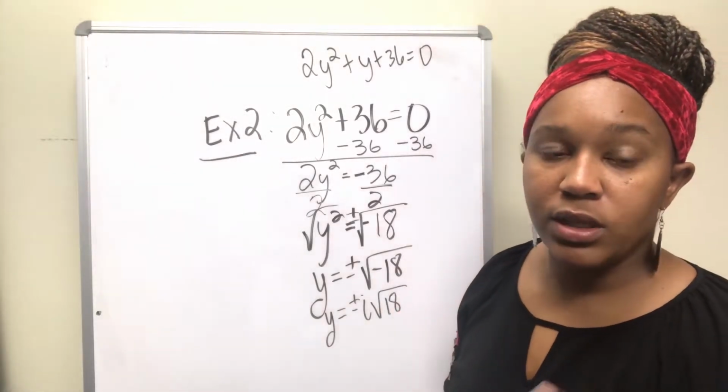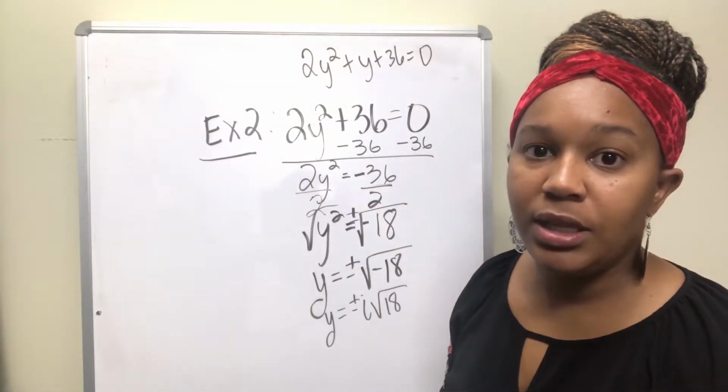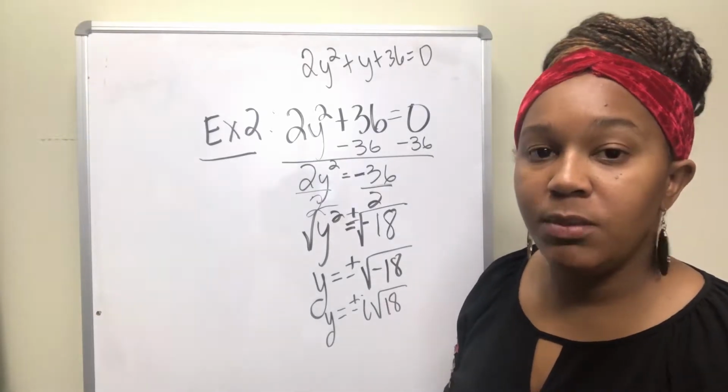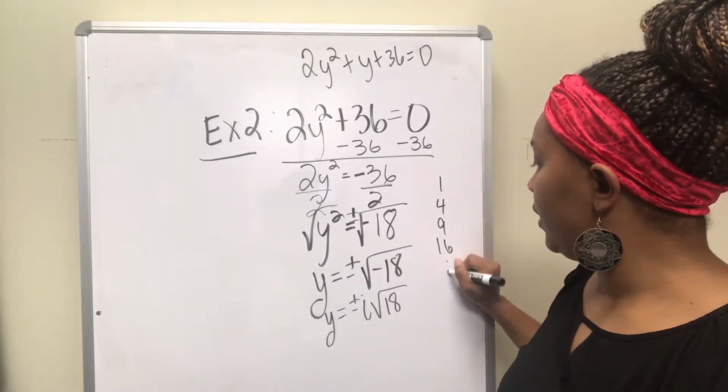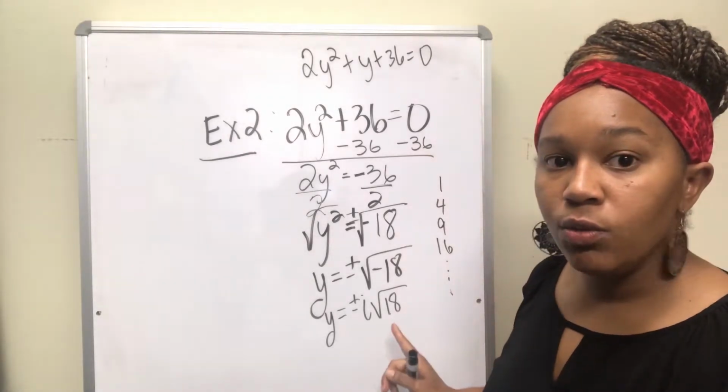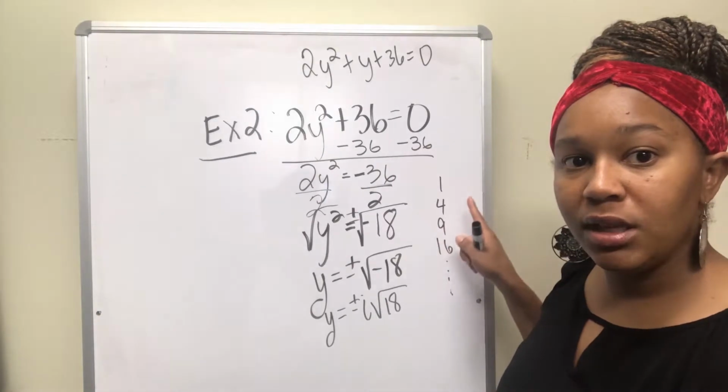And anytime you're dealing with the square root, you want to make sure that it's completely simplified. So can 18 be written as the product of a perfect square? What are your perfect squares? 1, 4, 9, 16, and so forth. Can you rewrite 18 as the product of one of these numbers?